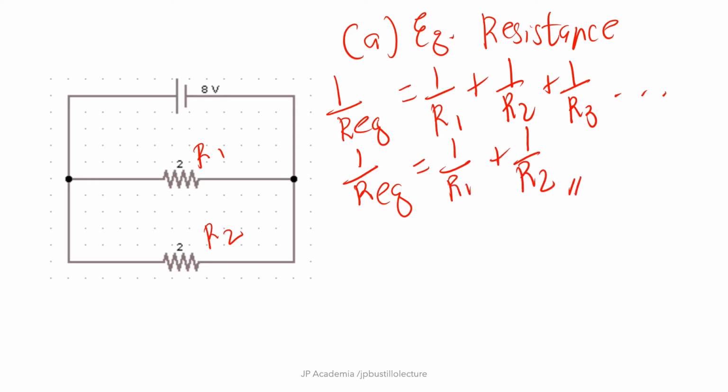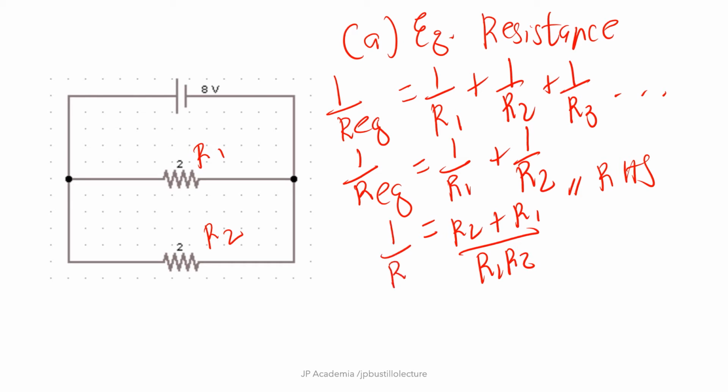So we can re-express the right-hand side of this equation. Therefore, we have (R2 plus R1) over (R1 times R2). But please take note that this expression is still 1 over R equivalent. What we want to get is R equivalent. So in order to get that, we can get the reciprocal of this expression. So R equivalent is equal to R1 times R2 over R2 plus R1.